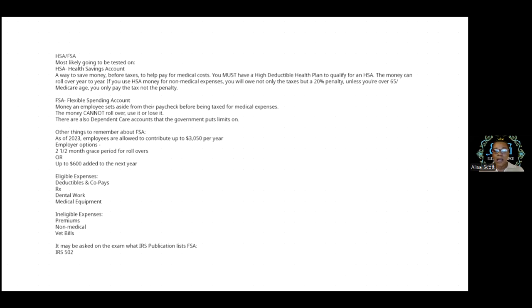So that wraps up the portion of the HSA versus FSA. Now let's talk about the math questions that you may see on the life and health exam, and that would be containing deductibles and co-insurance. All right, so co-insurance and deductible math.